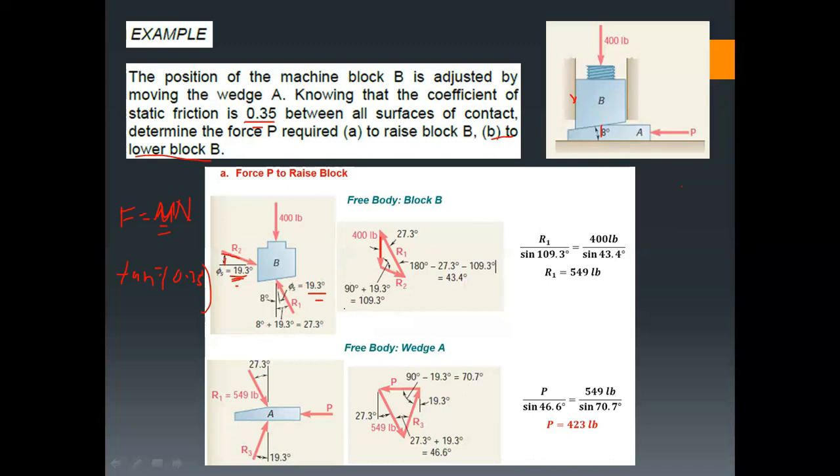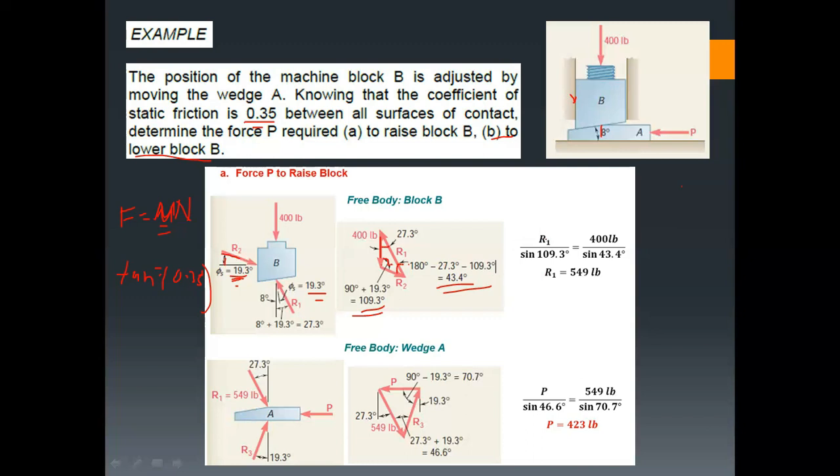So 90 plus 19.3, because imagine the angle that acts there is 90 degrees plus the angle that the friction of the wedge moved when it is raised. So 90 plus 19.3 is 109.3. Here, 180 minus 27.3, since that is how it moved to the left of our diagram or of the force acting on our block B. So 180 minus 27.3 minus 109.3, and we get 43.4. That is simply our angle here.